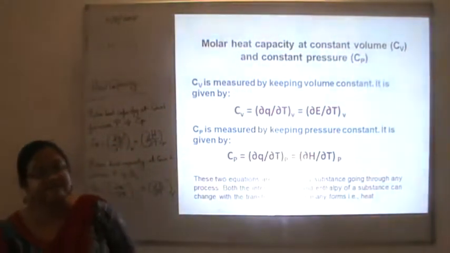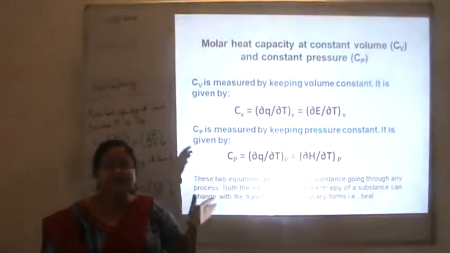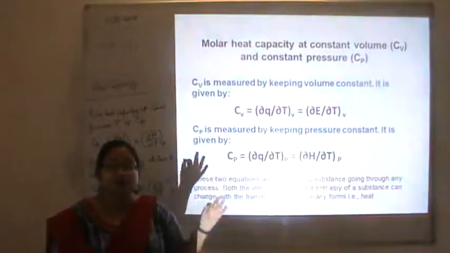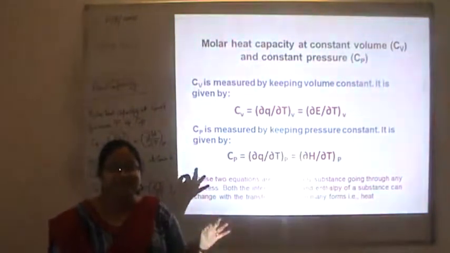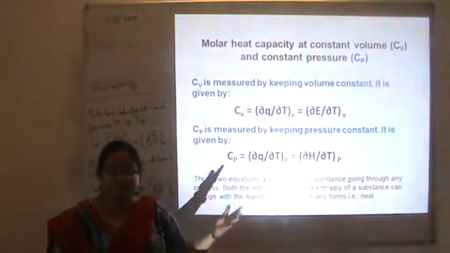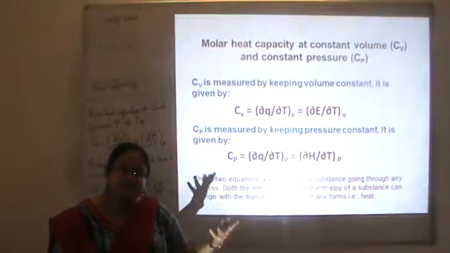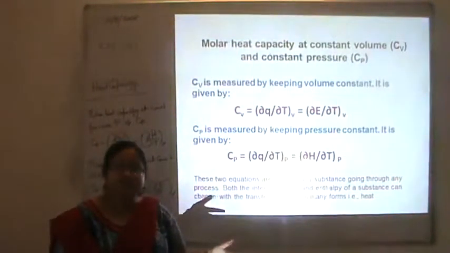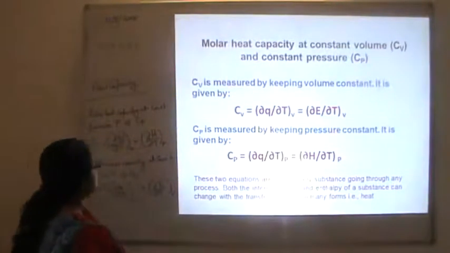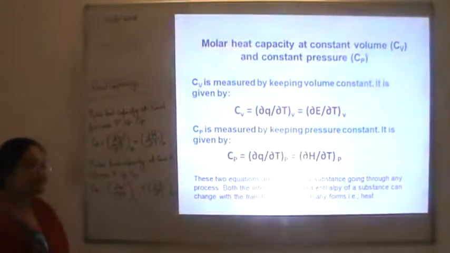These two quantities Cp and Cv are valid for any substance going through any thermodynamic process. Both the internal energy and enthalpy of a substance can change with transfer of energy in any form. The transfer of heat is one form, since heat is a form of energy. So this is Cp and Cv. Now we have to discuss the relationship between Cp and Cv.